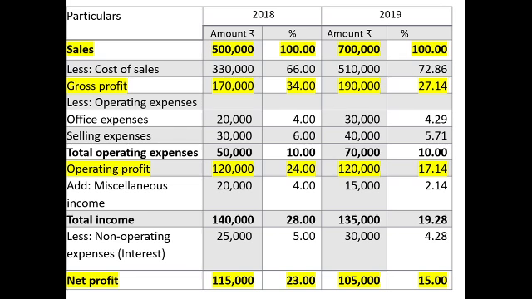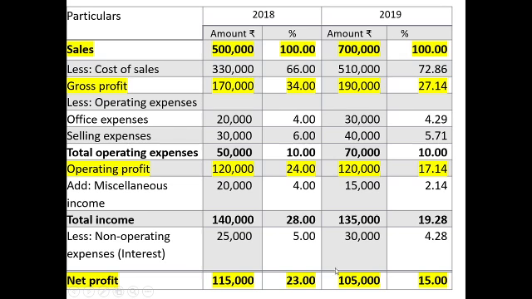Now in the common size you can go for comparative analysis. Here you compare the income statement of 2 years. So you will come to know that. So here you can see that cost of sales is 66% on the sales. Here it is 72%. Because of that, here gross profit is also reduced and the effect went up to net profit.